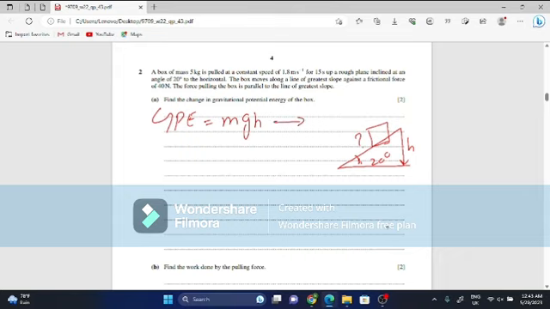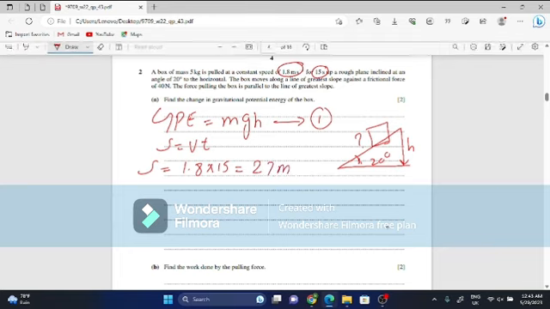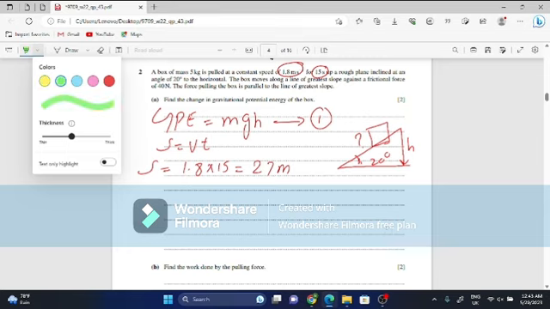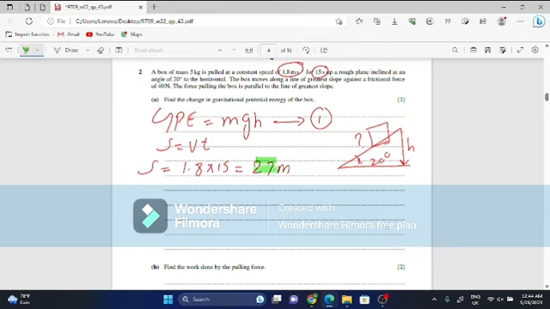For example, this is my equation number 1. So distance would be s equals v times t. I know the value of v, that is 1.8 over here. Also I know t, that is 15 seconds. So s equals 1.8 times 15, that gives me 27 meters. So this 27 meters is basically my value for this distance.